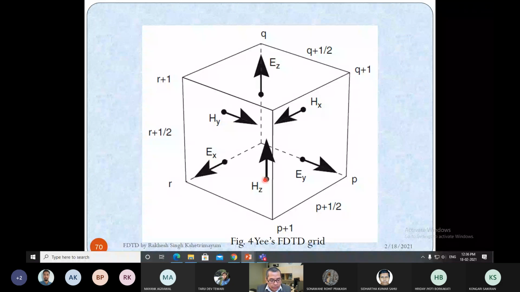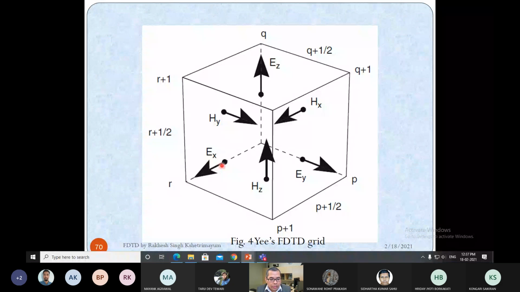But the position of the arrows is very important here. This diagram should be in your mind when you write your FDTD code or FDTD update equation. So let us try to understand this diagram. First look at Ex. Ex is the component of the electric field along the X-axis, so this is directed along the X-axis. Ey is directed along the Y-axis. Ez is directed along the Z-axis. Let us first try to understand Ex, Ey, and Ez.